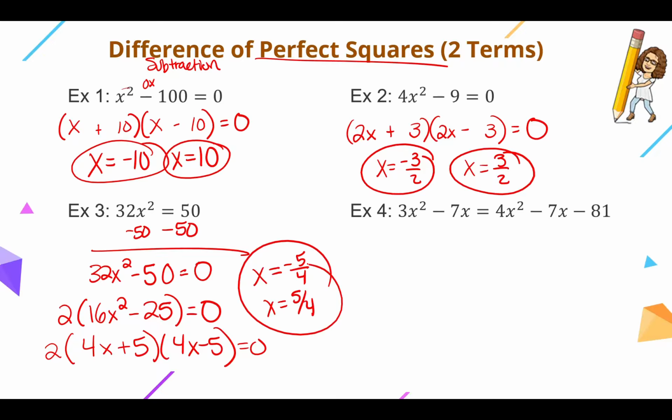Okay, number 4. I'm going to have you do number 4 on your own. Oh, yo. Okay, so try that one. You should get an answer of x equals 9 and x equals negative 9. So try that one on your own. See if you can get those 2 answers.